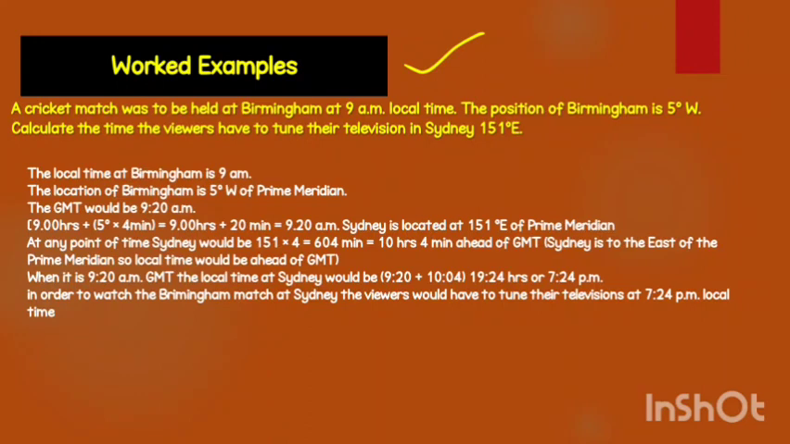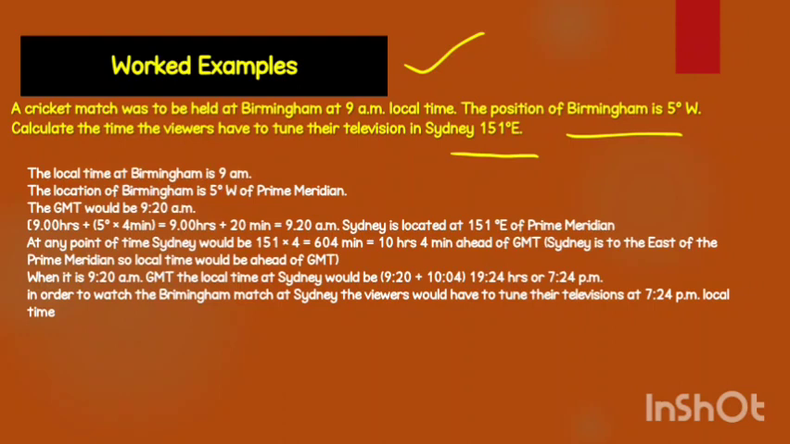A cricket match was to be held at Birmingham at 9 a.m. local time, and the position of Birmingham is 5 degree west. Calculate the time at which viewers have to turn on their television in Sydney, that is 151 degree east. Okay, first pause this video and try to do it on your own. After that you see the solution.